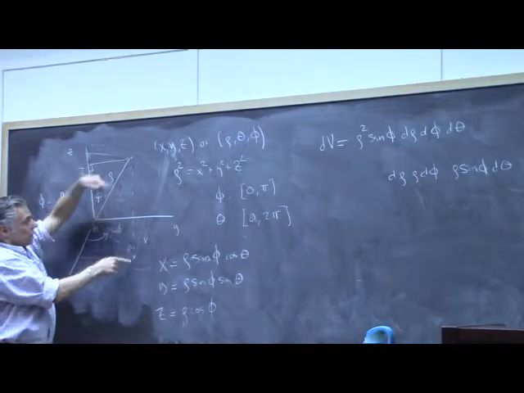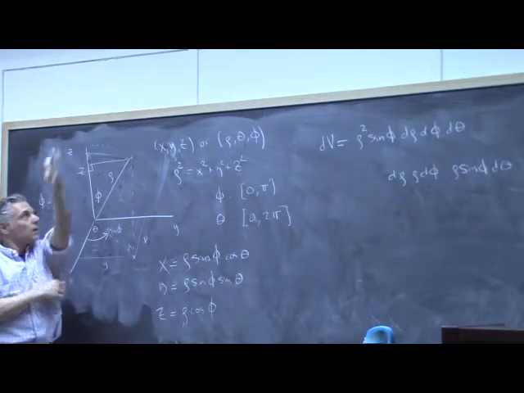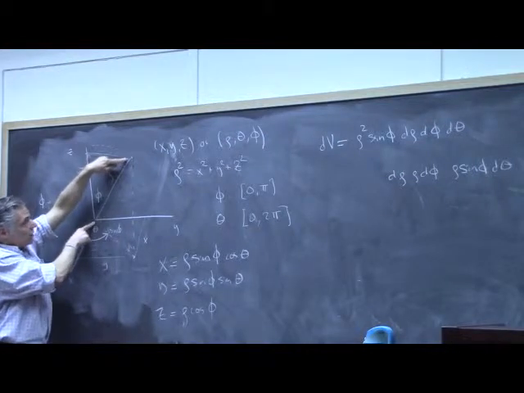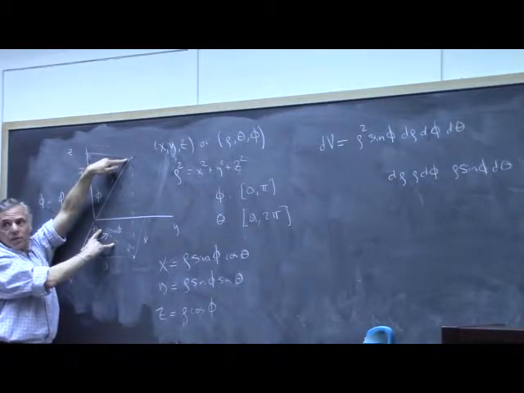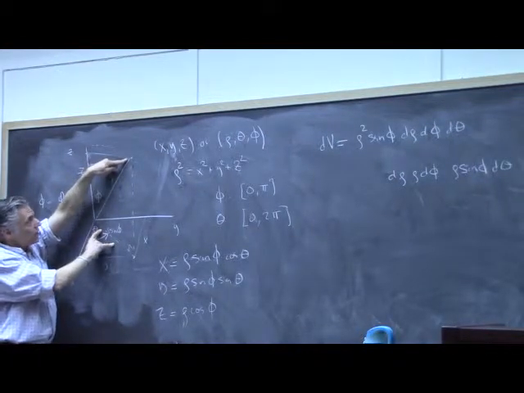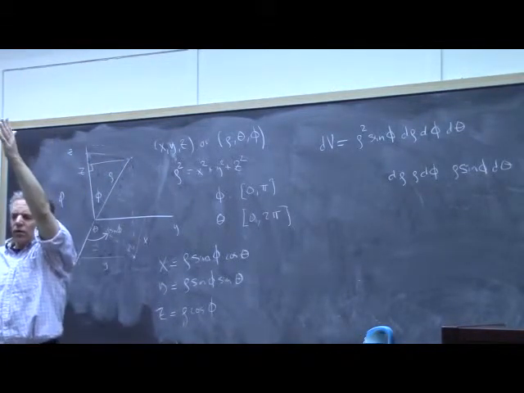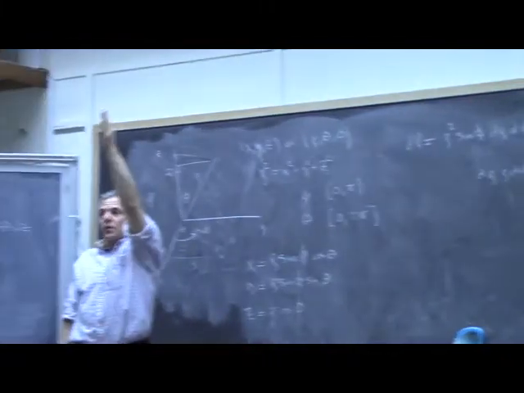But in the theta direction, rho is not all of rho, it's rho sine phi of rho. So it's, okay, so there's a d rho piece, that's this.